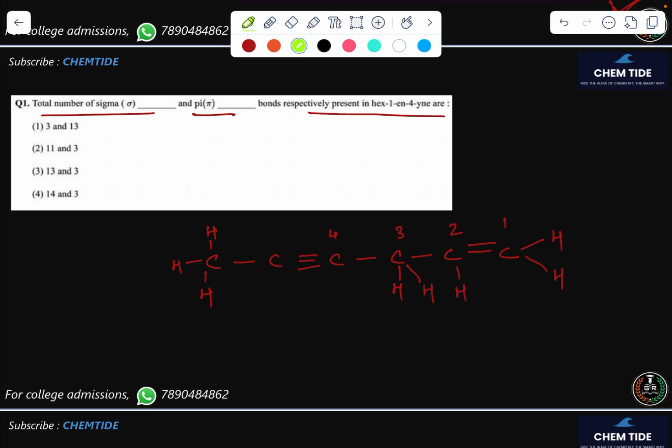So let's count the sigma. All single bonds are sigma, and pi bonds are, a double bond contains 1 pi and a triple bond contains 2 pi. So 1 pi and 2 pi, so total we have 3 pi. Okay, 3 pi is given.